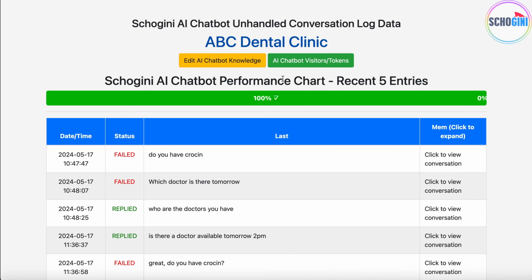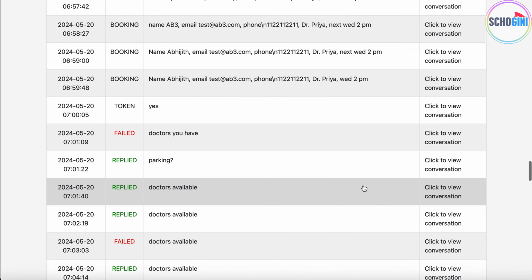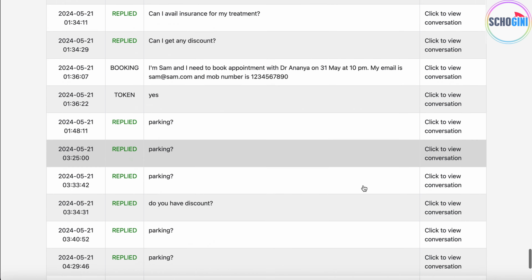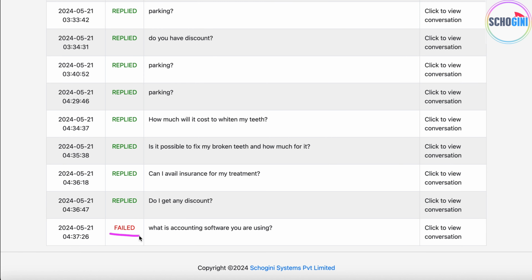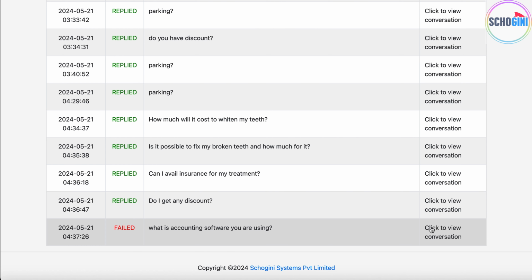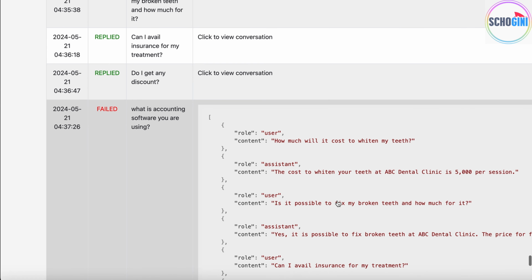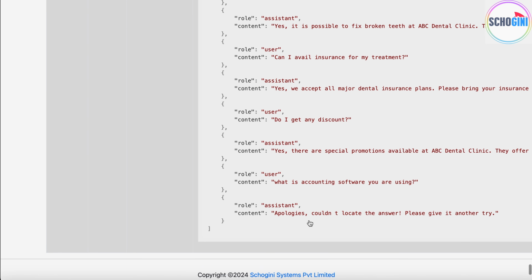Okay, so now let's look at how to improve the chatbot, because it's not that the first knowledge base that we prepare is good enough to handle all customers and all types of questions. So we at Shogini System provide an interface for every business for them to watch and see the questions that are replied and questions that are not replied. So here, this is the interface, and here you see the replied questions. Here you see the failed questions, and you can expand the failed question to see the question and the answer. And accordingly, you can improve the knowledge base.